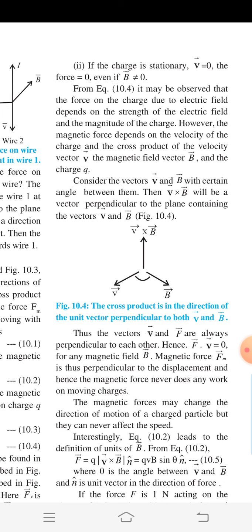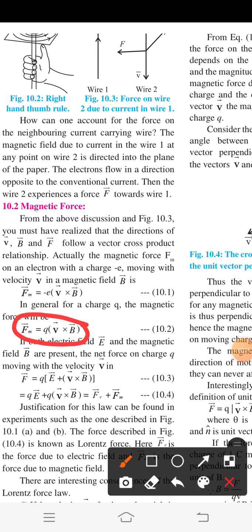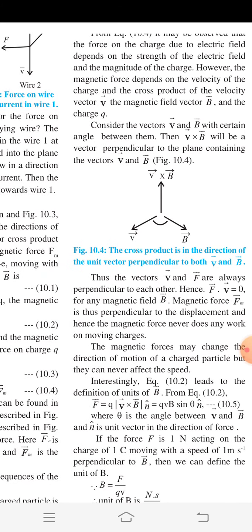The magnetic force may change the direction of motion of charge particle but cannot affect the speed of that charge particle. This equation 10.2, Fm bar means magnetic force Fm bar is equal to Q into V bar cross B bar. This equation 10.2, Fm bar is equal to Q into V bar cross B bar, leads to the definition of units of B.